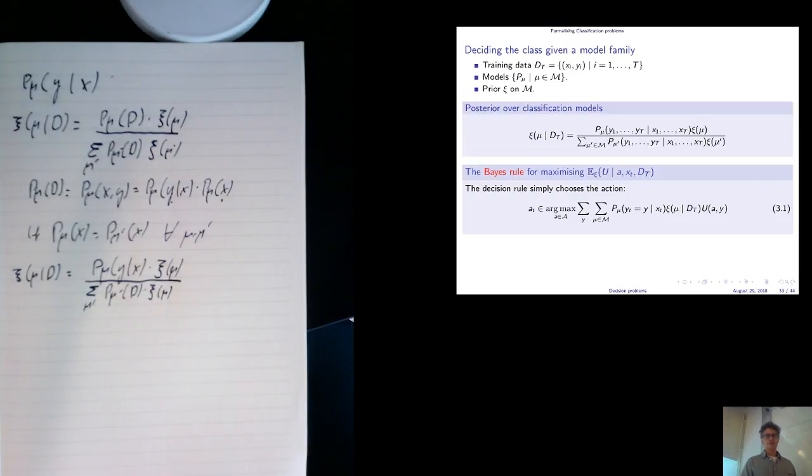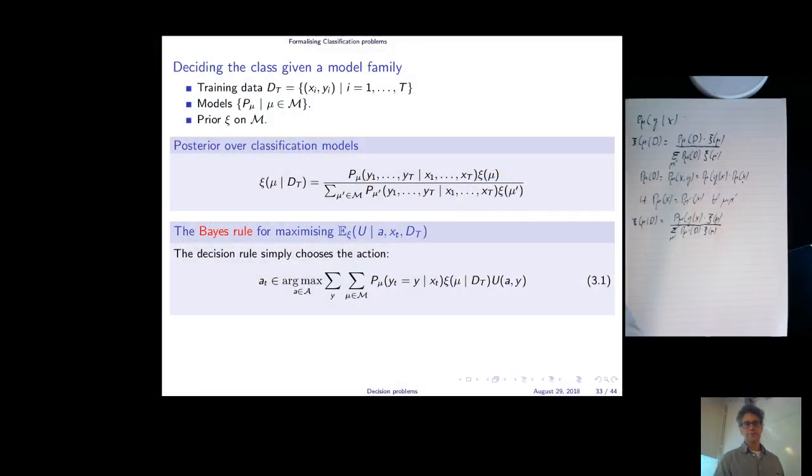Now we'll go to the Bayes rule for doing that. I think it's pretty simple. What you want to do, like here, is to maximize expected utility. Now there's only one difference. The difference is that here we have a specific model, and here we don't. We just average over many models. So we sum over all the models and multiply by the probabilities. But it's the same thing, nothing's changing.